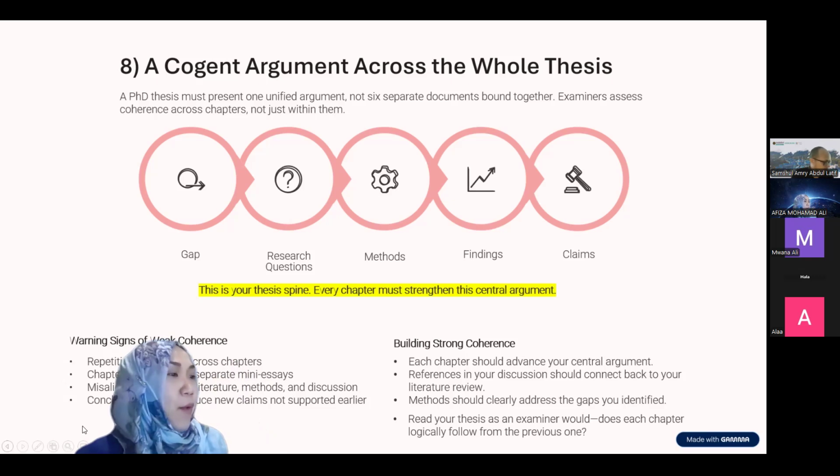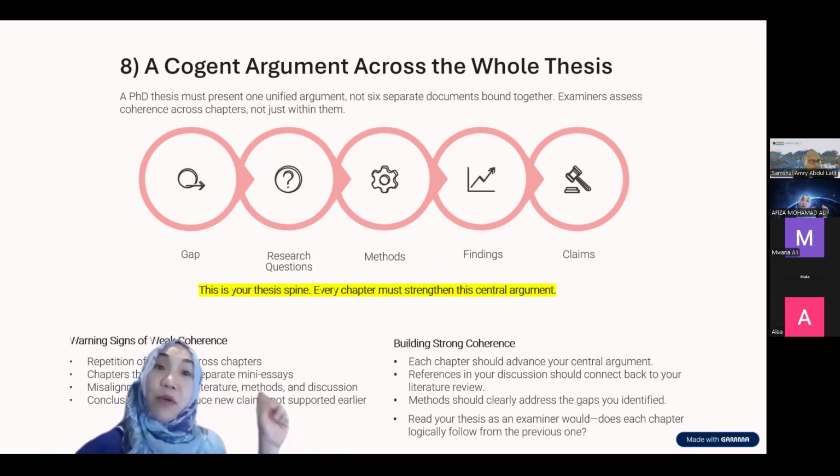So what you have to do is build a strong coherence. Each chapter should advance your argument. References in your discussion should connect back to your literature review. You know that. Methods should clearly address the gaps you identified. And most importantly, read your thesis as an examiner would. Does each chapter logically follow the previous ones? If I open chapter 4, can I clearly see how it answers chapter 1? Something like that. Almost there.